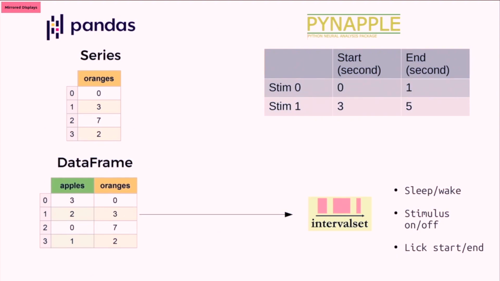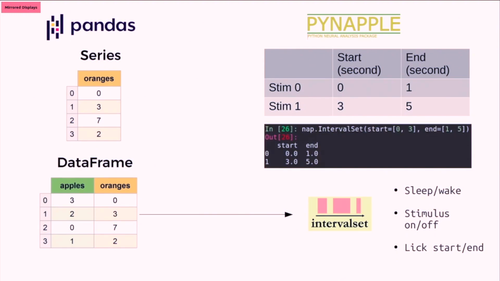So if you had, for example, this table with the presentation of my 2 stimulus start and end, it will appear like this in Pynapple. You type this in your terminal, very easy to read. You understand right away what you have in your hand, basically.